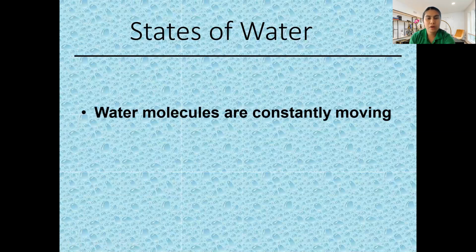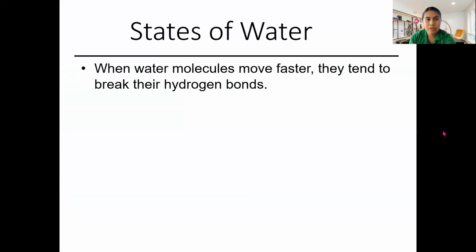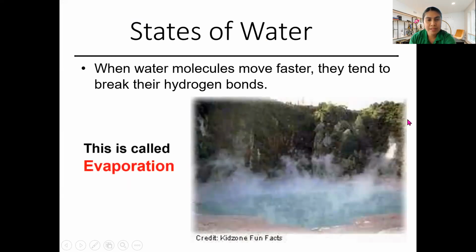Water molecules are constantly moving. Temperature increases movement. When water molecules move faster, they tend to break their hydrogen bonds. This is called evaporation. So when the water moves faster, for example when it is boiling, that's why we produce evaporation. The water vapor goes into the air. That is evaporation. That is caused by heat or boiling.